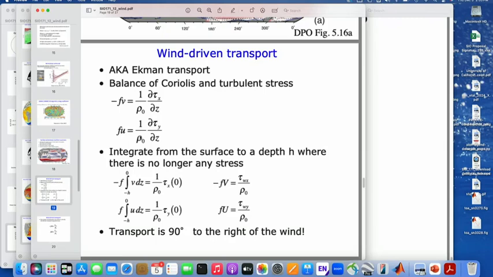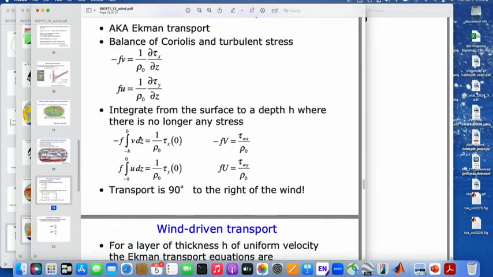It's always to the right of the wind in the northern hemisphere. I should have put in the northern hemisphere. In the southern hemisphere, it's to the left. I know I'm going to get this wrong again. Why do you know that?